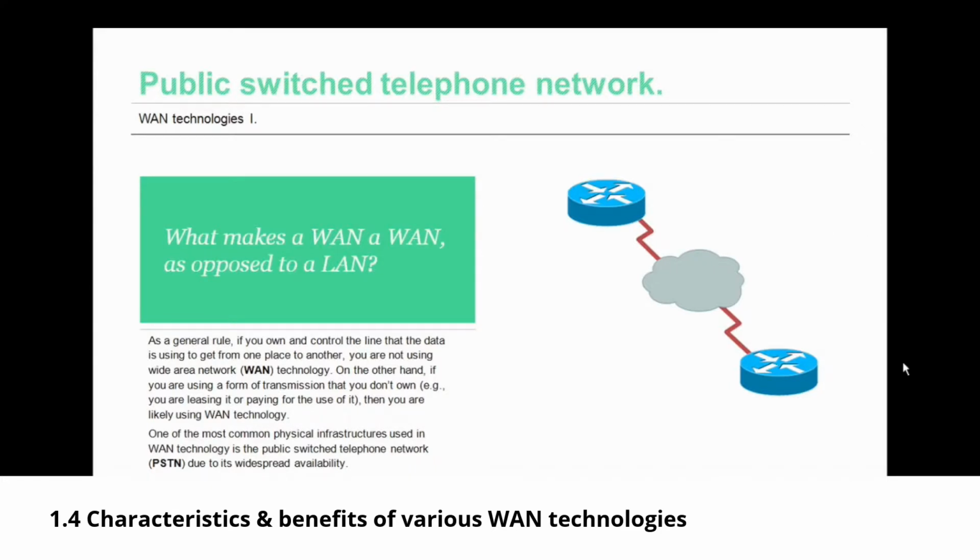On the other hand, if you are using a form of transmission that you don't own, as in you're leasing a line or you're paying for the use of it, then you are likely using WAN technology. One of the most common physical infrastructures used in WAN technology is the public switched telephone network, the PSTN, due to its widespread availability. Just about everybody has a telephone line being run to their house or to their building.